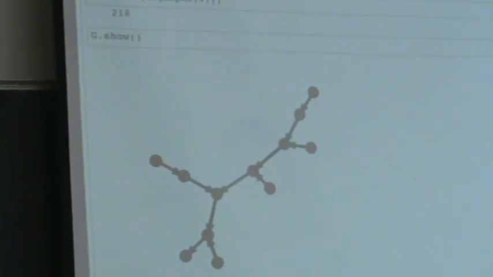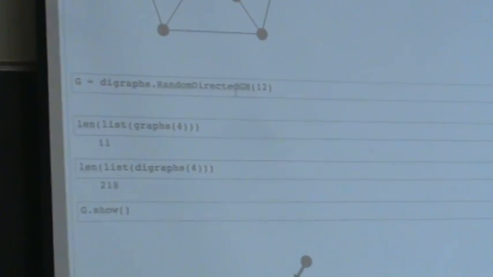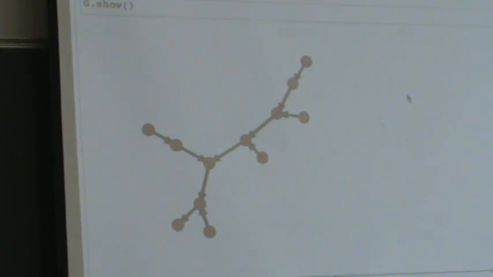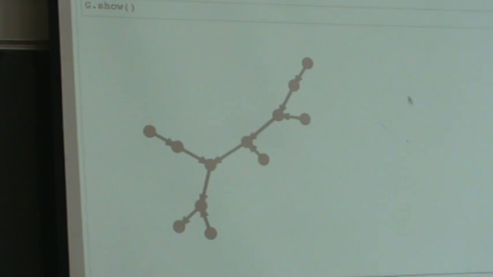So we made G a random directed GN, which means a growing network. So the idea is that you start with a vertex and you randomly add vertices pointing inward towards what you already have. So at each point you just randomly pick some vertex and point it to that one.